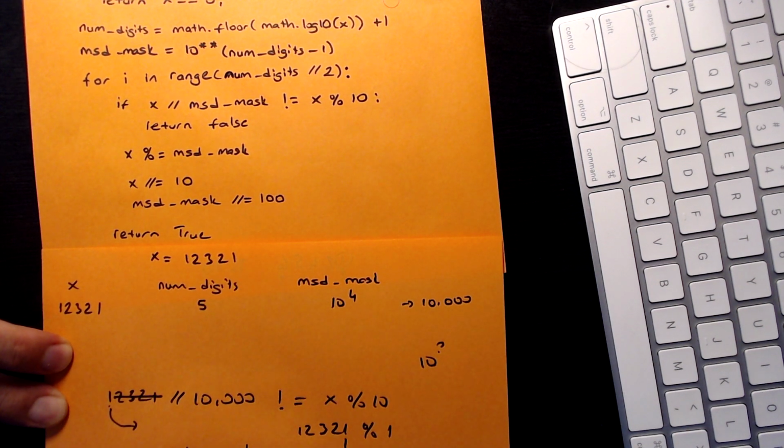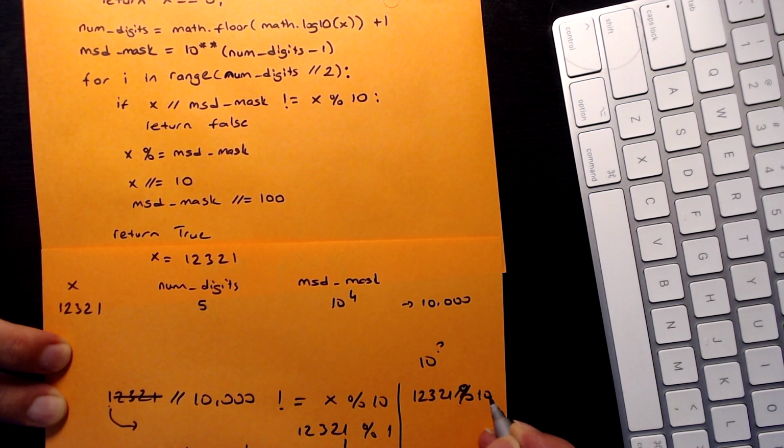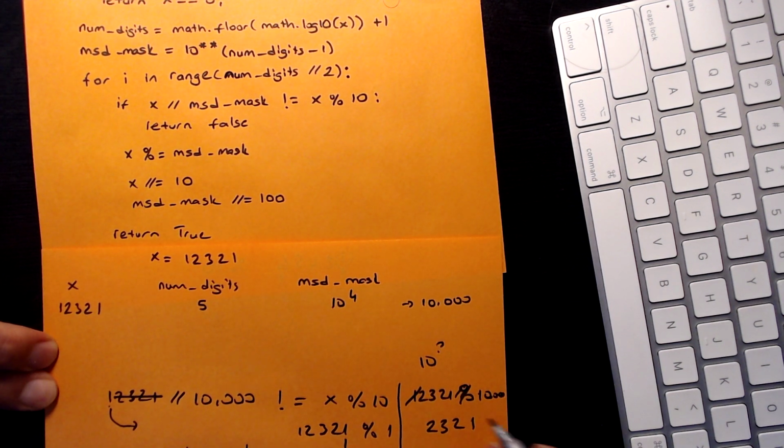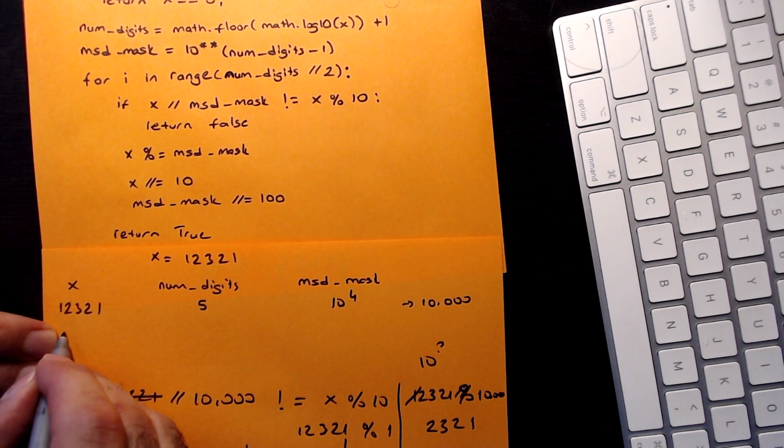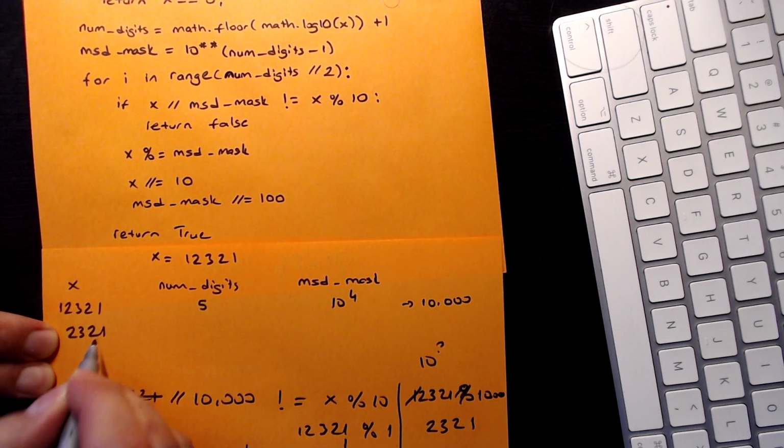What happens next is that we are going to take x modulo of the most significant digit mask. That is, again, I'm going to write here, if you don't mind, 12,321, and we're applying a modulo operation, which is 10,000. What that's going to do is get rid of this first one, because it's going to give us 2321 as a remainder.